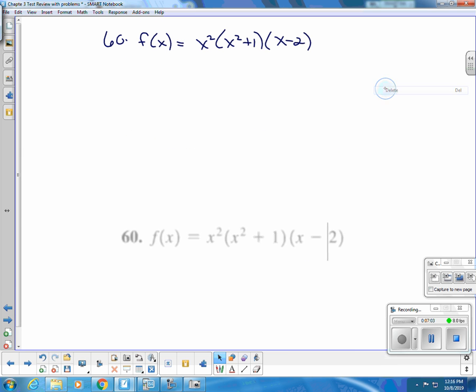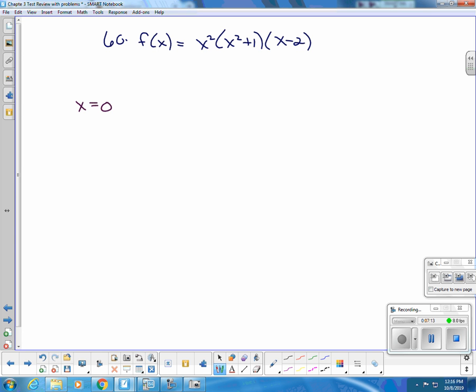Okay, this is already factored for you, which is nice. So we can find our zeros right away. What's the first guy? If I set the first factor to 0, I get x equals 0, multiplicity of 2. If I set the second factor equal to 0, does it give me real zeros? No, because when I do x squared plus 1, it's minus 1. And the third factor gives me x equals 2, multiplicity of 1, if you will.